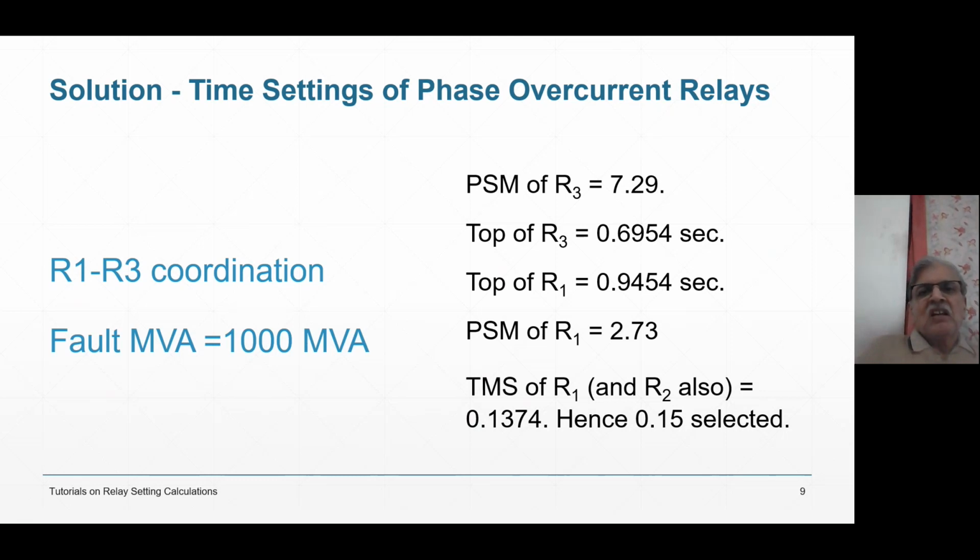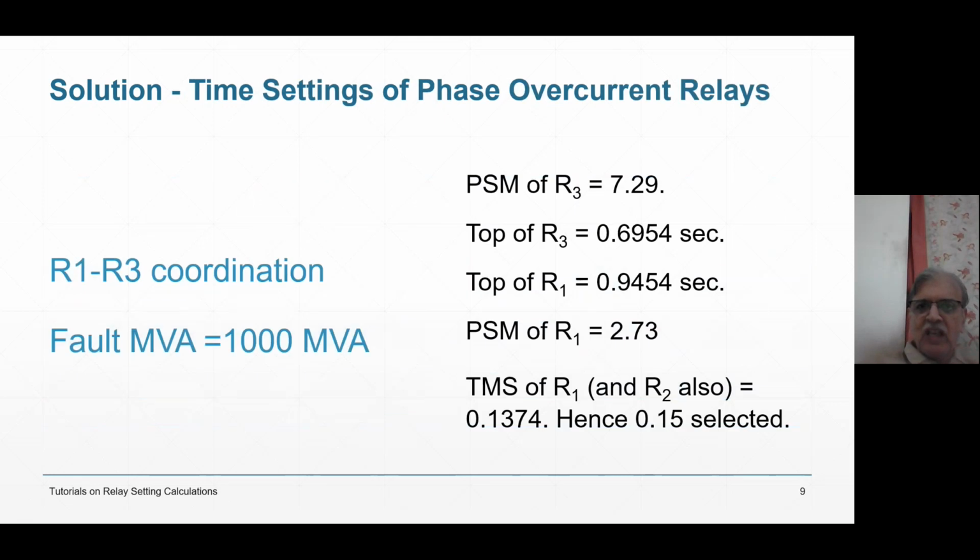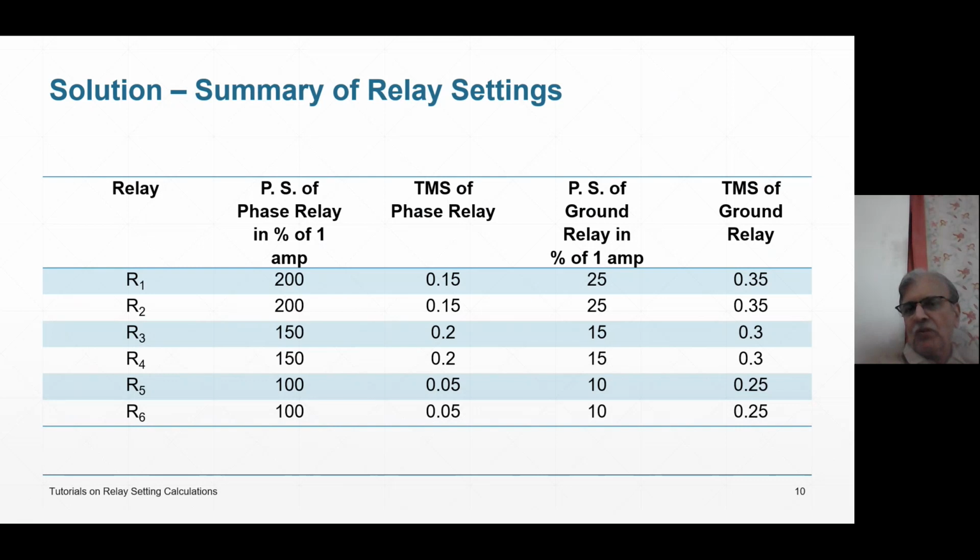So friends, this is the directional overcurrent relay. How would you set the settings of the directional overcurrent relay? Summarizing the settings, R1 to R6, right? R7 is given. R7 TMS is given 0.15, right? And the plug setting we have calculated 100%. Right? R6 is 100% of 1 ampere, R5 100%, R4, R3 150%, R1, R2 200%. TMS we have calculated: R5, R6 0.05, R3, R4 0.2, R1, R2 is 0.15.